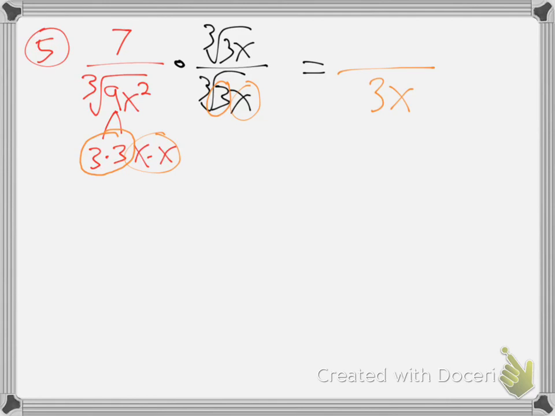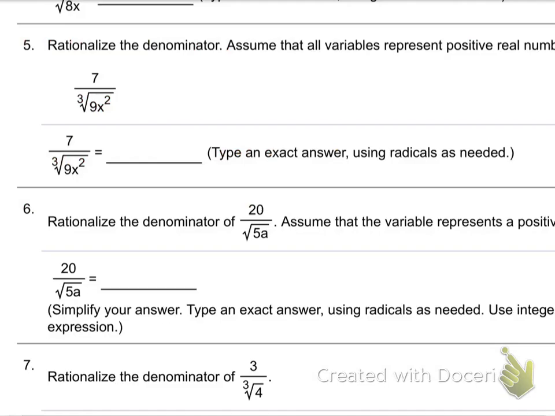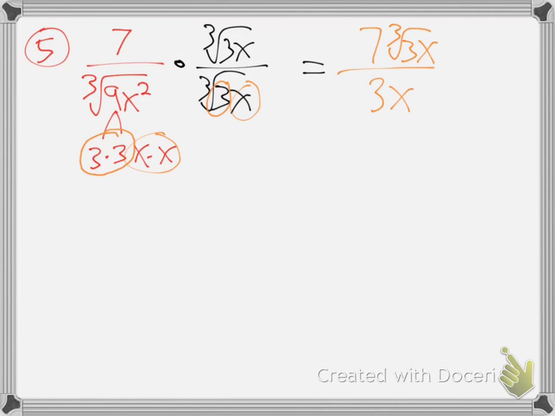Is that good? And then in the top, we've got 7 cube root of 3x, and we're done. What did we do? Got rid of the root from the bottom. Is this making sense? Questions I can answer? All right, so that's number 5. Number 6, 20 over root 5a. 20 over that one shouldn't be too bad. 20 over root 5a. Yep, okay, so try that one.